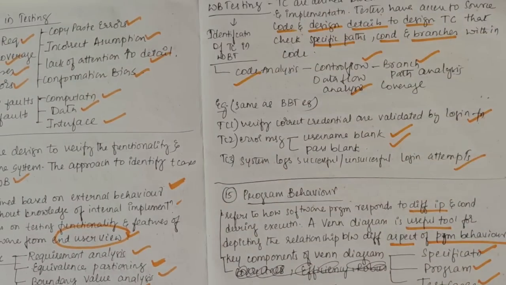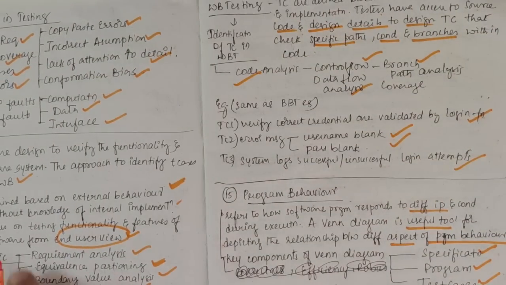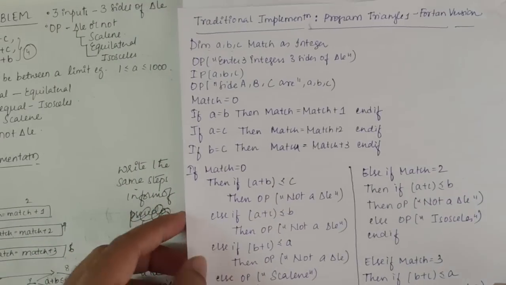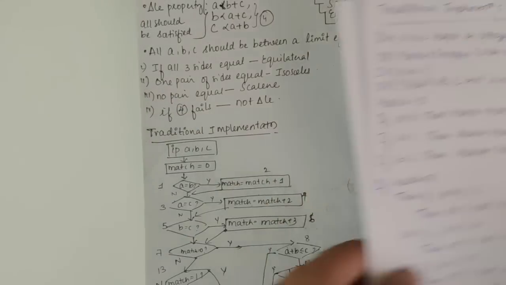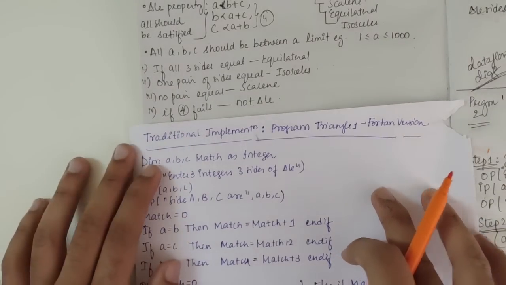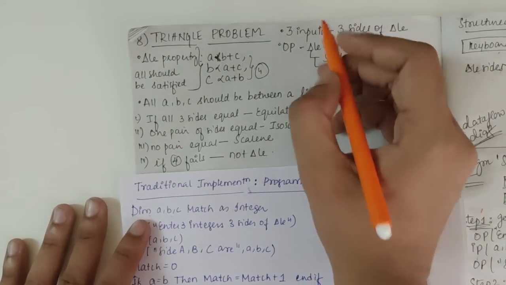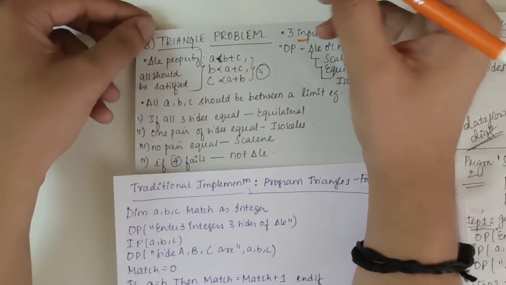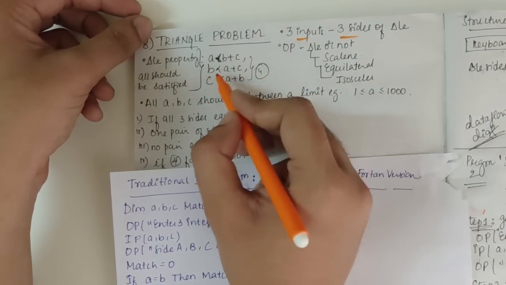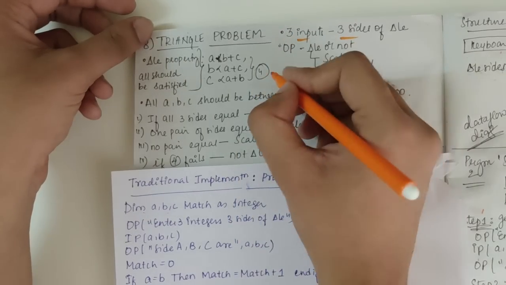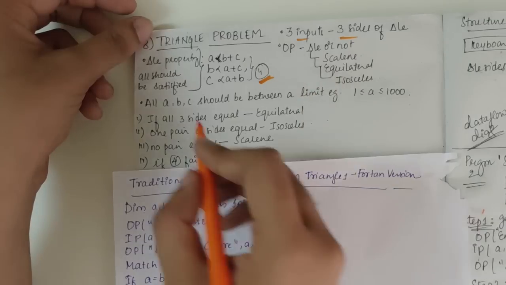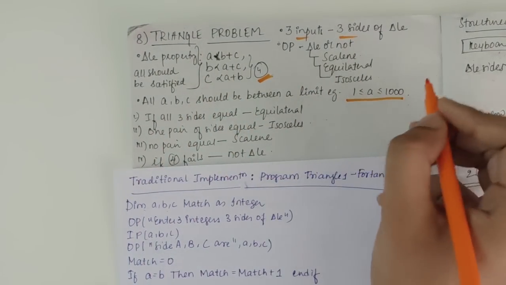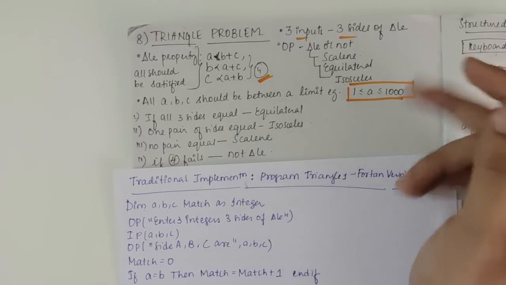Moving on further, we have the 3 or 4 important programs from the first module. The first one is the traditional implementation of the triangle problem. So here we have the triangle problem. There are 3 inputs, the 3 sides of the triangle. The triangle property should be satisfied, that is, A is less than B plus C, B is less than A plus C, C is less than A plus B. Considering this as the 4th condition, our first condition is that all of A, B, C should be within the limit 1 to 100. Here the range could vary depending on the user.